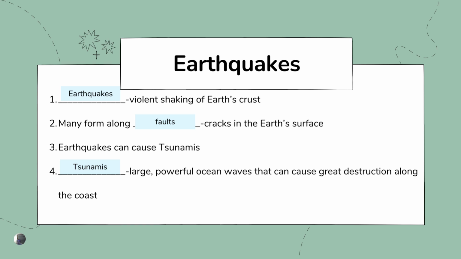The other piece that's important to note about earthquakes, especially looking in the Ring of Fire, is that earthquakes can happen below the ocean as well as on land, like being felt on land. And sometimes when earthquakes occur under the ocean, they can cause tsunamis, which are large, powerful ocean waves that can cause a lot of destruction along the coast. So basically, the vibrations and the earthquake can cause these giant waves to happen, which then can cause a tsunami.